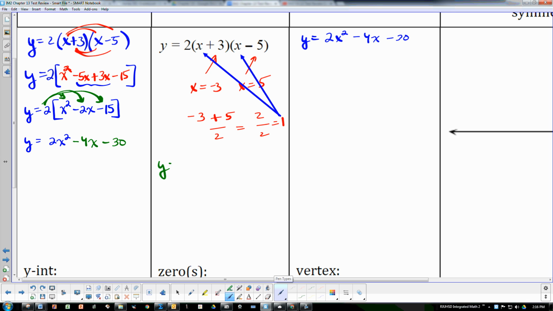This is going to be y is equal to 2 times 1 plus 3 and then 1 minus 5. So y is equal to 2 times 4 and then multiplied by -4. That's y is equal to 16 times 2. That's going to be -32. Well, I know the vertex already. This vertex just happens to be 1 comma -32 is my vertex.